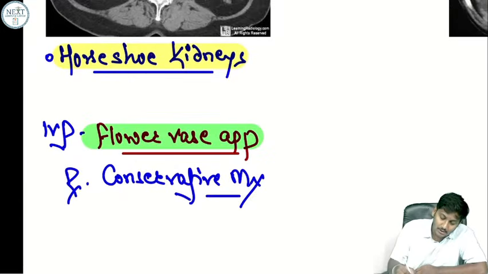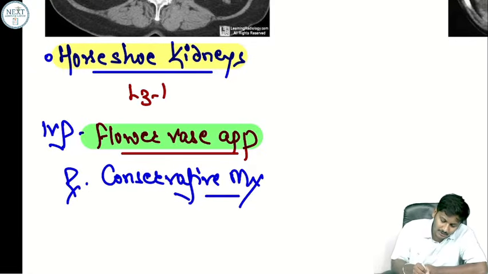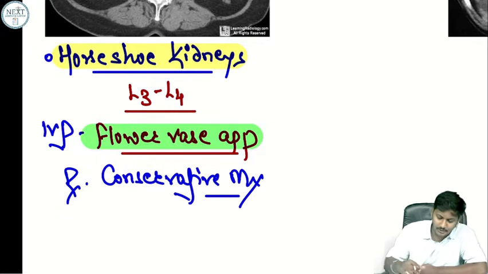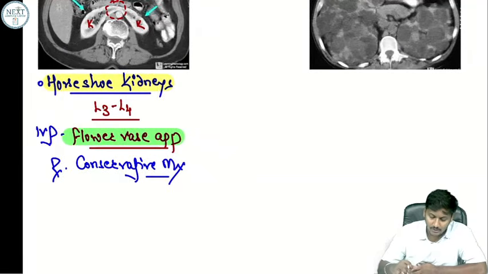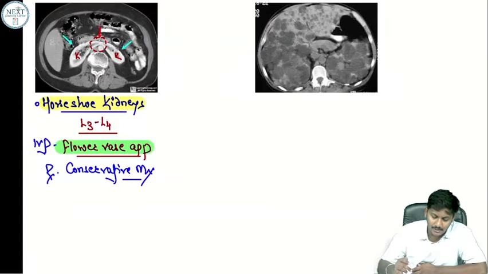Yes. So please remember, beta, L3-L4 is the site of fusion. The junction of L3 and L4 is definitely the site of fusion for the lower poles of the kidneys, beta. Clear? That is important.